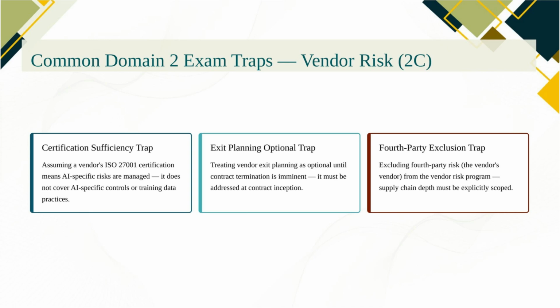Treating vendor exit planning as optional until contract termination. Exit planning must be built into the contract from day one. And excluding fourth-party risk from your vendor risk program: if your vendor uses a third-party AI model provider, that provider is part of your risk exposure. Supply chain risk doesn't stop at your direct vendors. The correct approach for AI vendor risk is to explicitly scope the program to include supply chain depth with SBOM tracking as the primary control tool.